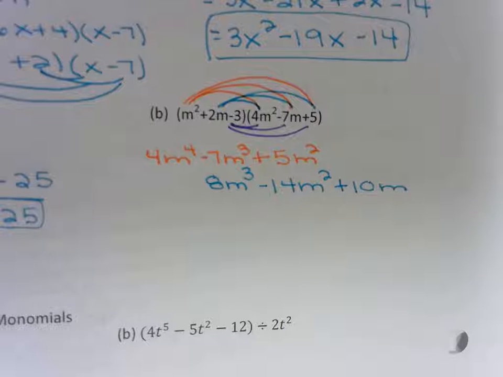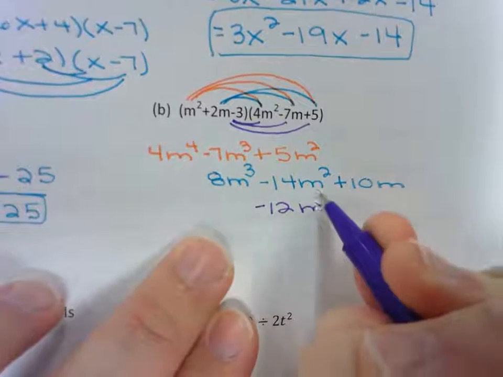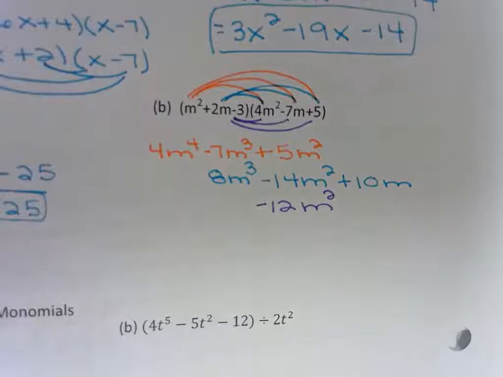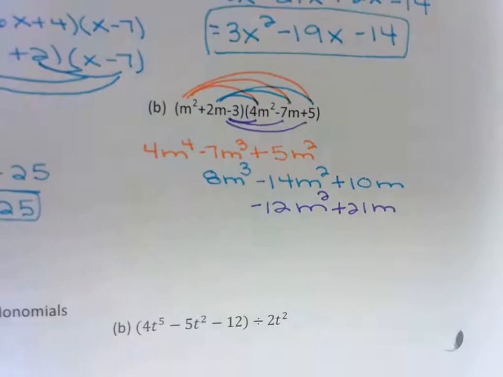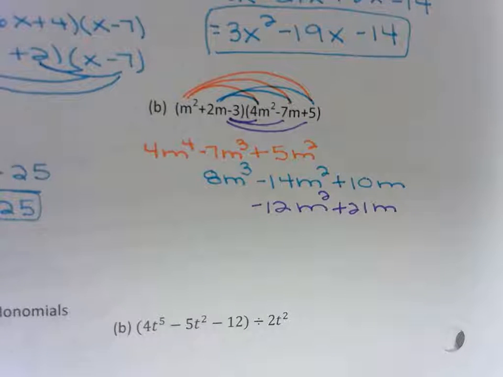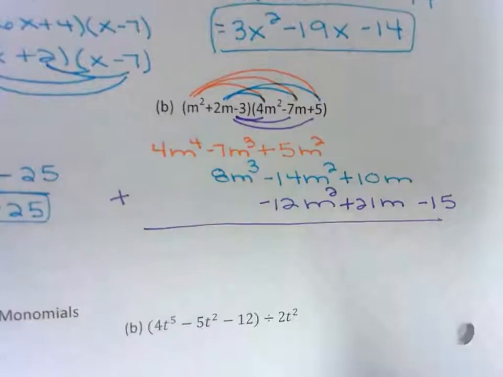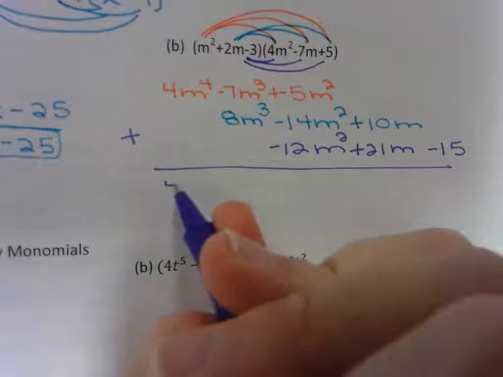What is negative 3 times 4m squared? Negative 12m squared. So it's m squared, so I'm going to line it up vertically with my other m squared. Negative 3 times negative 7m. Plus 21m, so I line it up with my other m. And then negative 3 times 5. Negative 15. Now I have all my distributing done. So we're going to add all 3 of these together. I like the vertical way for this. It's easier for me to see. So go through. 4m to the fourth.